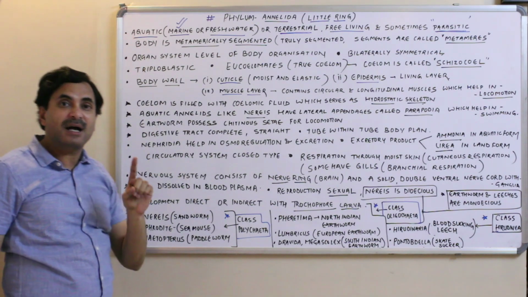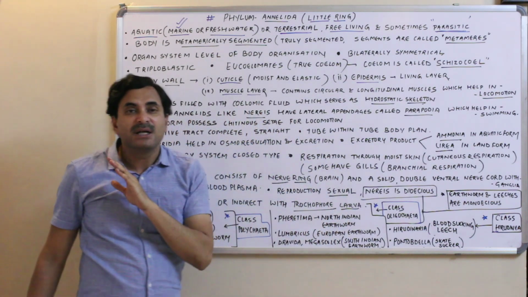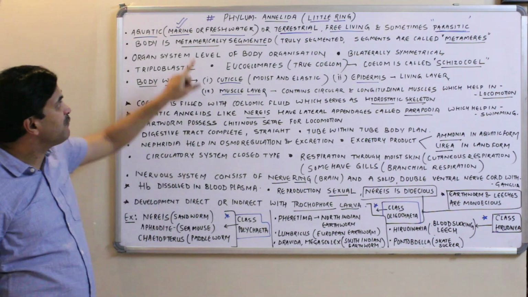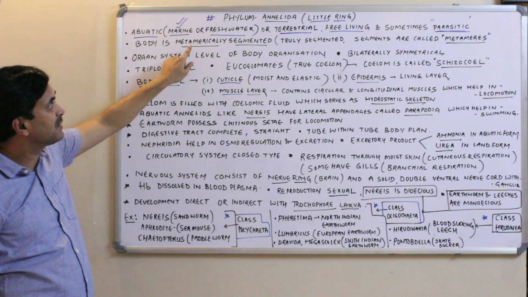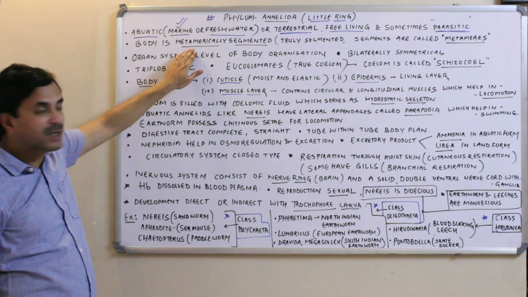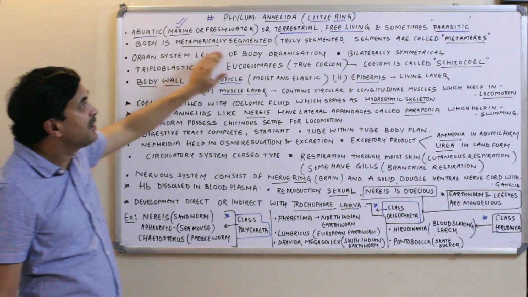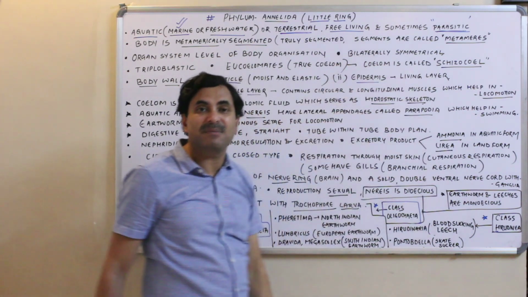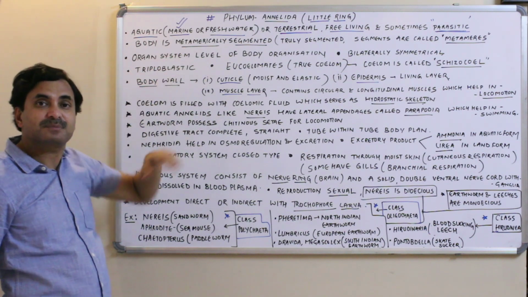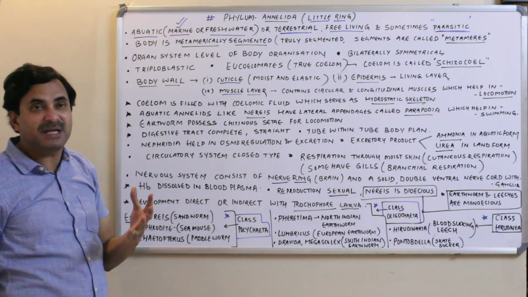Now see this character. In all the phyla we have discussed so far, whether Porifera, Ctenophora, Coelenterata, Platyhelminthes or Aschelminthes, you have not seen this character. This is the first time you can see that the body is metamerically segmented. It means the body is truly segmented from outside as well as inside, and the segments are called metameres. So we can say they have metameric segmentation or true segmentation.